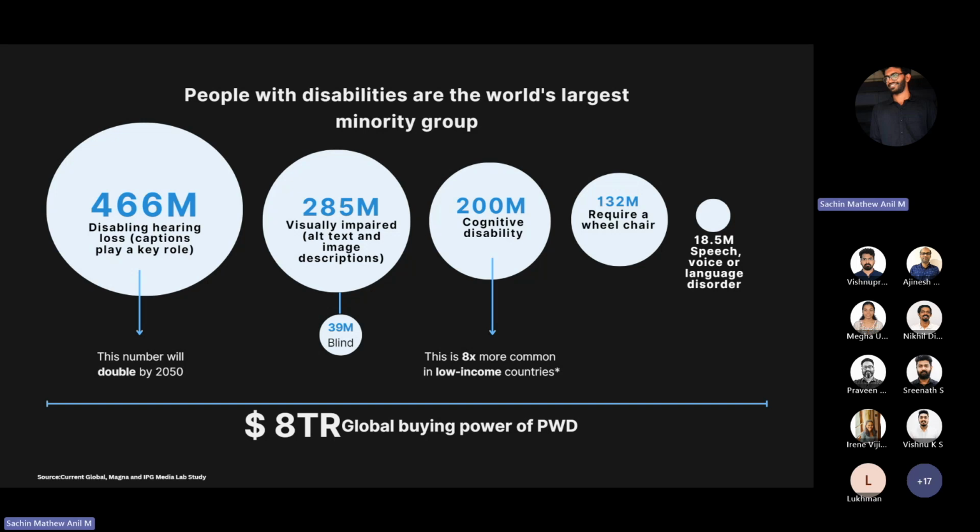Around 466 million people have hearing disability, and this number will double by 2050. Around 285 million people are visually disabled, out of which 13 million are blind, and around 18.5 million people have speech, voice, or language disorders. Everyone at one time or another in their lifetime is going to experience accessibility barriers, whether permanent or temporary. The findings show that people with all types of these disabilities consume many forms of media and apps.